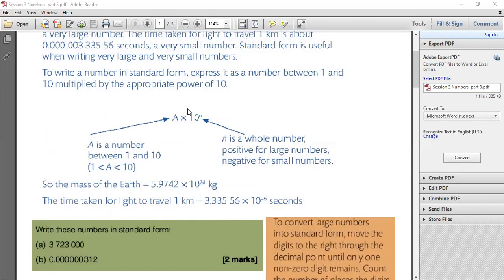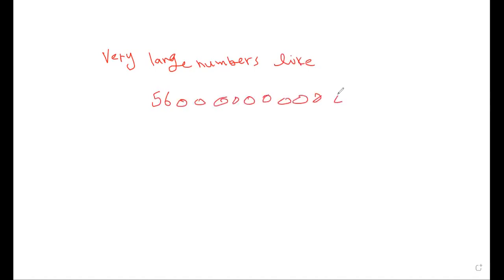So you have the very large numbers, like 56 and, for example, I don't know how many zeros, a lot, like 1 2 3 4 5 6 7 8 9 10 11 12 zeros or 13 or 11 zeros.